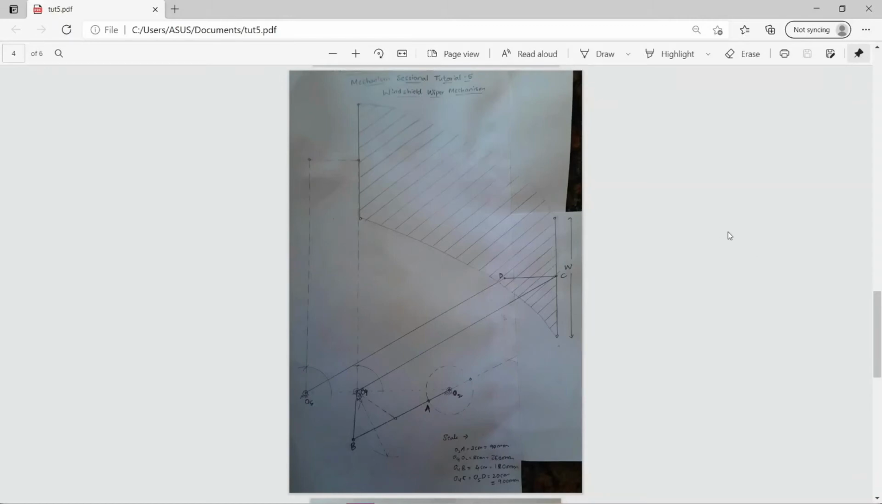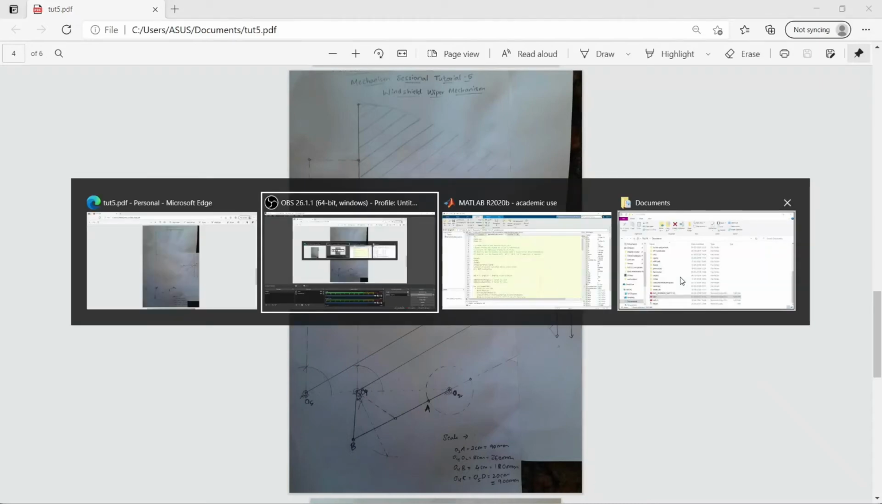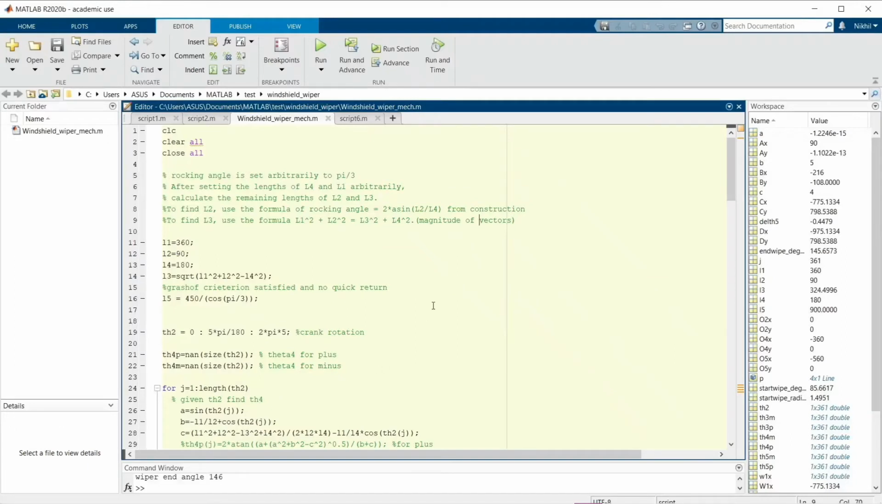Hello sir, my name is Nikhil Masigari and my roll number is 19ME30031. As you can see from the construction, we get the lengths of the crank, the rocker and the coupler, and we have chosen the windshield arm length from observing a real windshield wiper, and we have taken the wiper width and wiper length also from real observation. So here is our simulation.